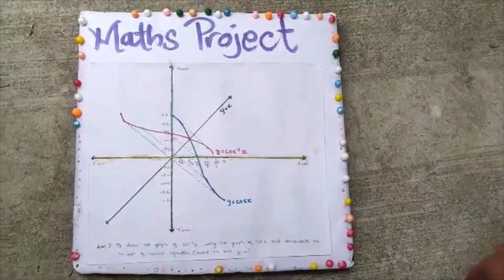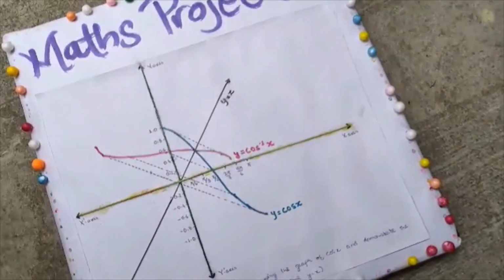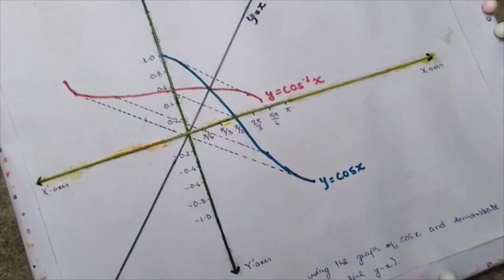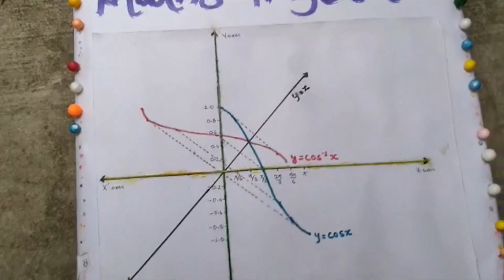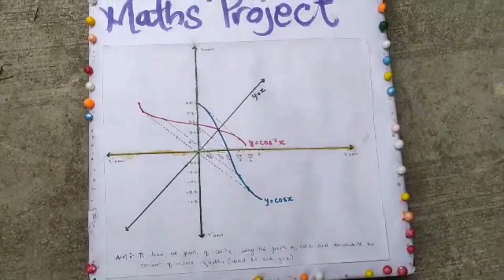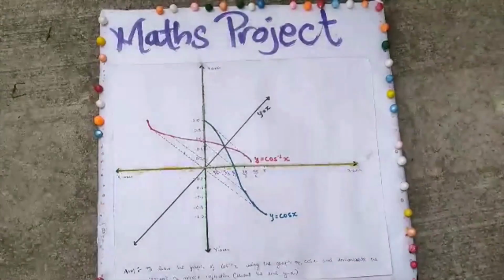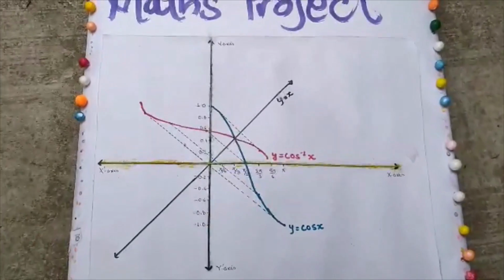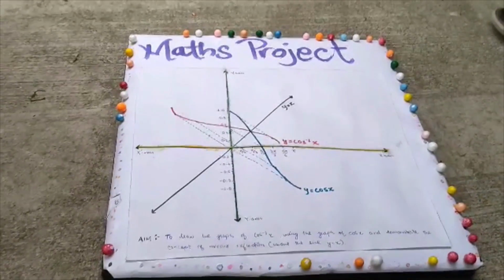Hi there, my name is Sekhar Gupta. Today I am going to explain my mathematics model, and its topic is tracing of cos inverse x using the graph of cos x and demonstrating the concept of mirror reflection of inverse function. Here I have taken different values of the cos function for different angle values, and the curve of cos x is represented here by the blue line, as you can see.